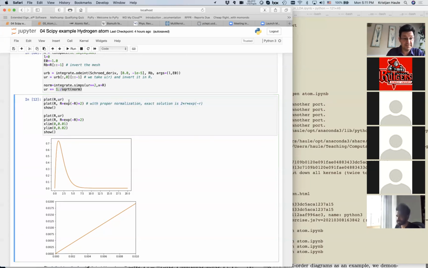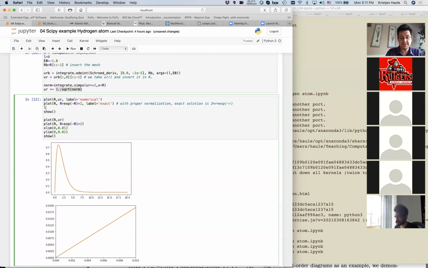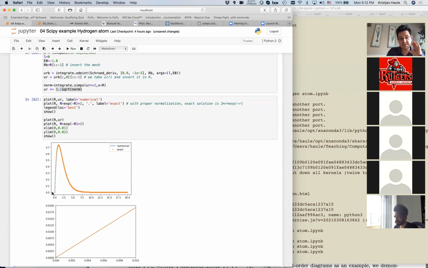So maybe it's hard to see, but I can do label numerical. And this label here is exact. And then we can say legend loc is best, and we will see that the two exactly coincide with each other. Okay. Now another way to see this is, for example, using here with exact only dots, and the other one is going to be with lines. Now it's maybe easier to see that they're exactly on top of each other. Okay.